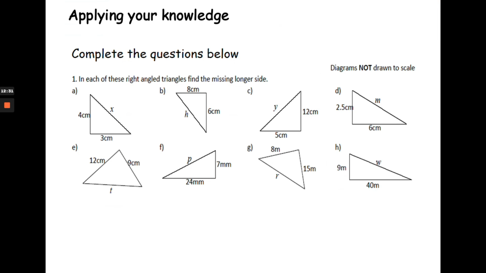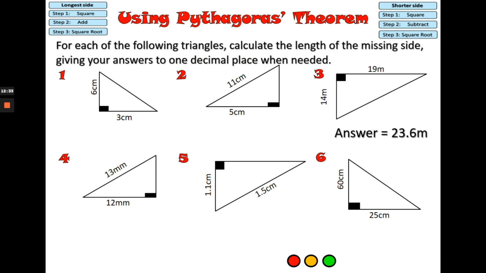And here are your answers. Well, there's one answer. So that's one just to check it for you. So 14 times itself, 19 times itself. As it is the longest side, you add them together, you do the square root, which should equal 23.6. So there's one answer to check yourself. That will give you an idea if you are along the right lines.